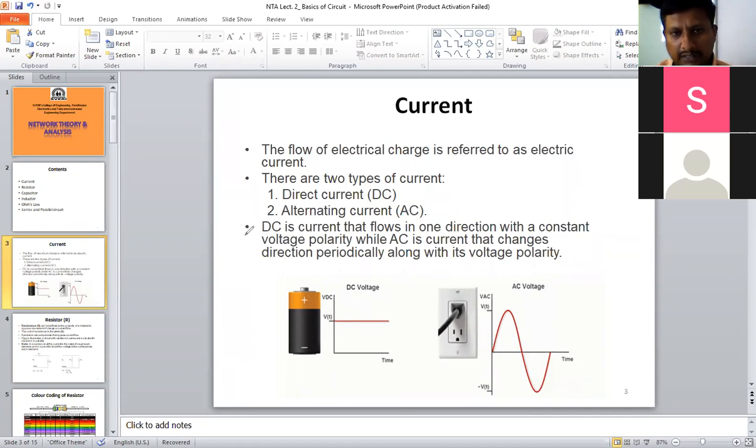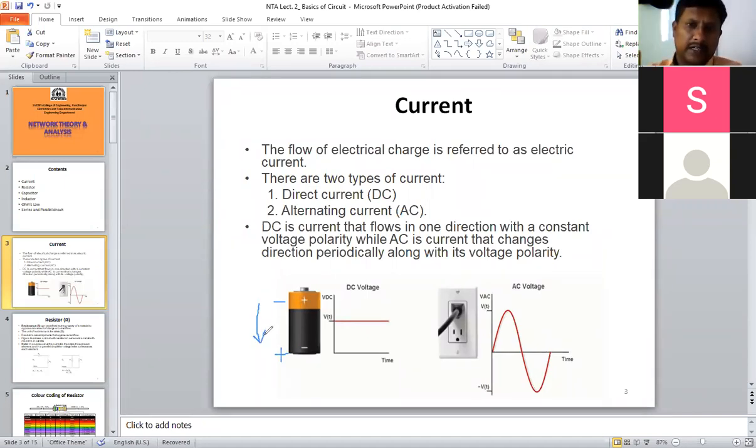So one more important point we can consider. The DC current always flows in one direction. Means if you are connecting the battery like this, the current always flows from the negative terminal to the positive. The current direction will be there. Suppose this is negative and this is positive, polarity will change. Then current direction is like this.